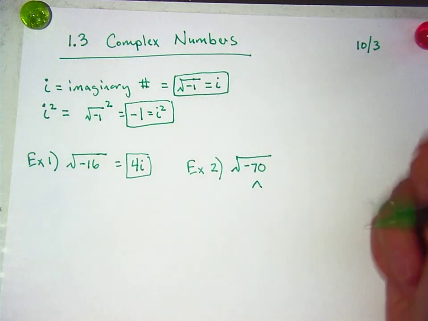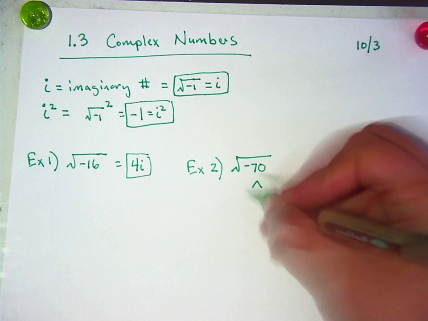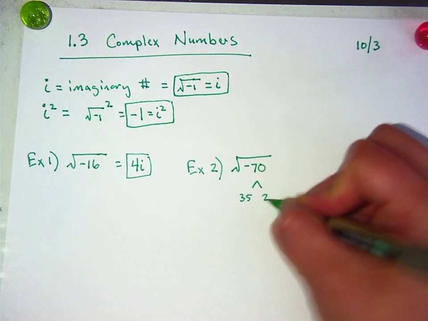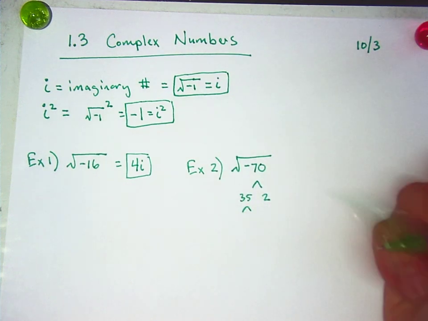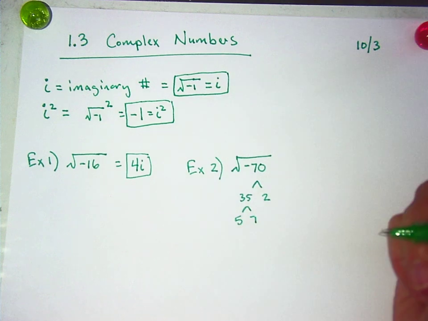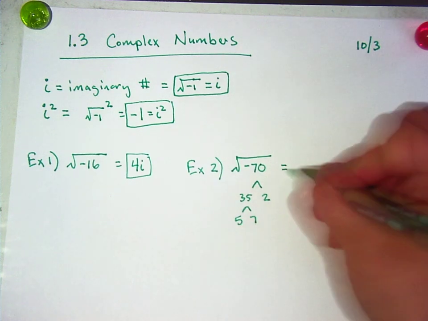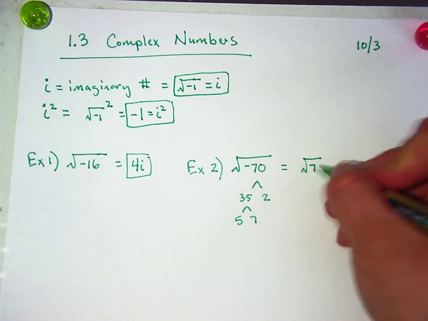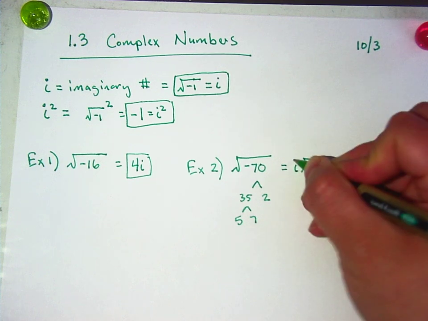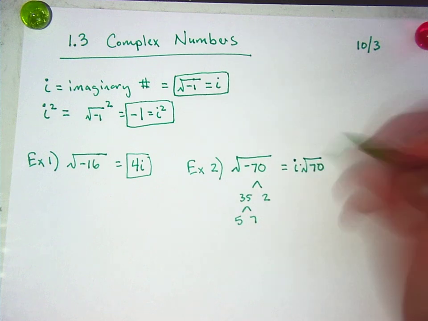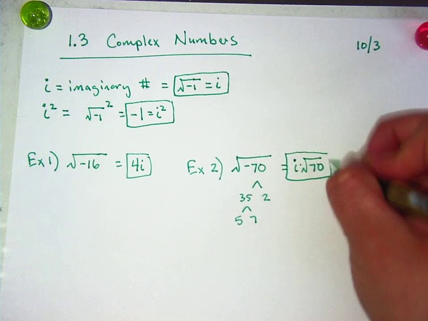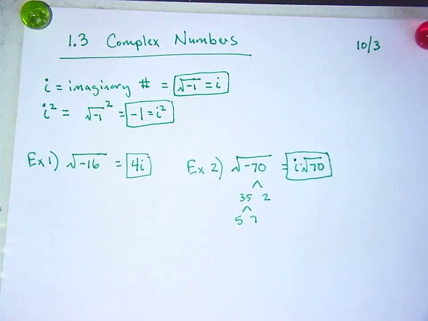Okay, well, how about this one? Split it up. 35 and 2. 5 and 7. Anything that's a pair? Nope. So this one is the square root of 70, and that i goes out front, which is generally what you do, you put it out front instead of out back. But if it was out back, it would still be right.